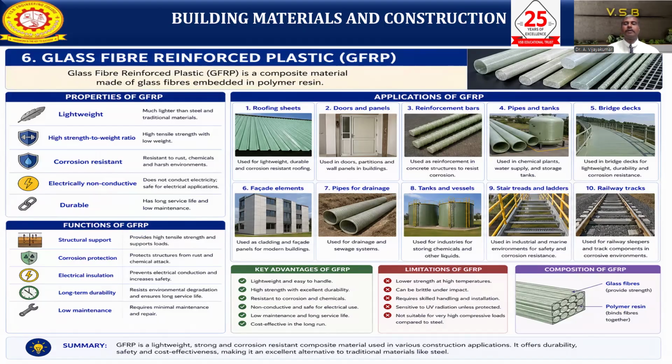GFRP, glass fiber reinforced polymer, is a composite material made of glass fibers embedded in polymer resins. We can make polymer GFRP. What are the properties of GFRP?